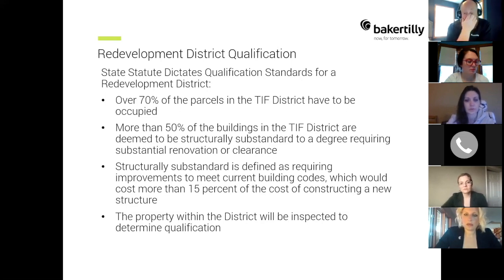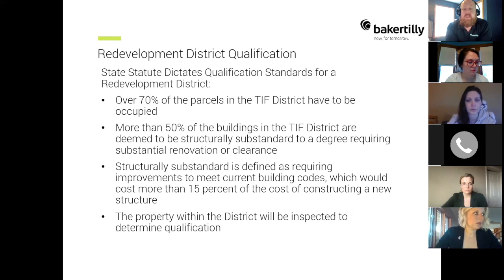So commonly when you're creating a redevelopment district, the city will hire an outside independent analyst to do a building study to evaluate the qualifications of the district, and particularly the buildings, for qualification within a TIF district.